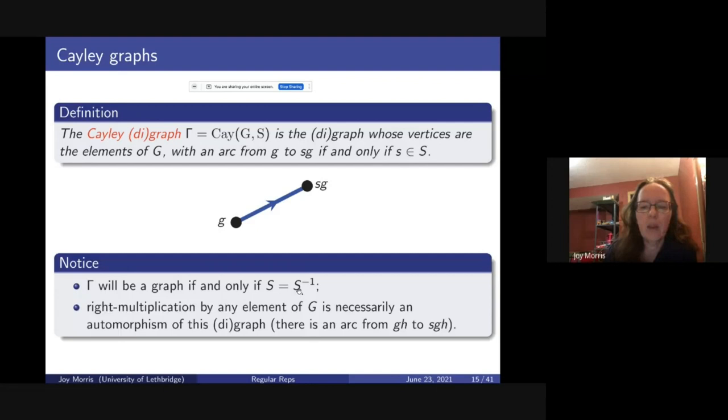And right multiplying every vertex of the Cayley graph by any element of our group is necessarily an automorphism of any Cayley graph or digraph, because if I right multiply two vertices g and s g by some element h, I get g h and s g h, and by our definition, because s is an element of S, there is an arc from g h to s g h. So right multiplication preserves the way we've defined arcs or edges in our graph, and therefore it will produce an automorphism of our graph. So Cayley graphs always have this right regular representation that I've been talking about as some of the automorphisms of the graphs.